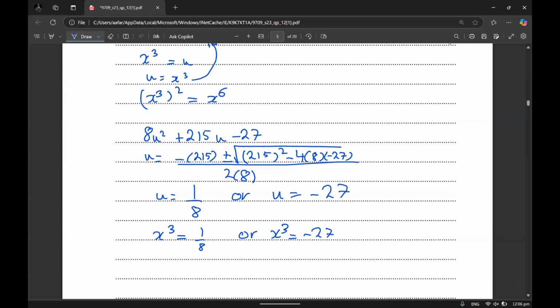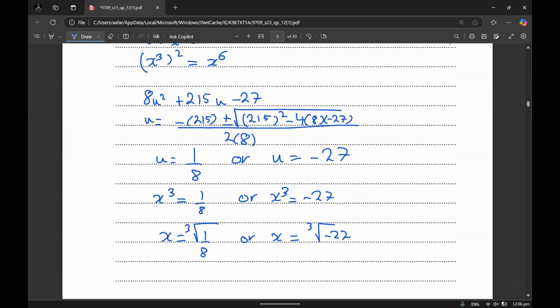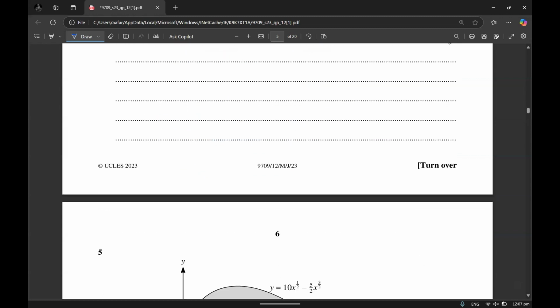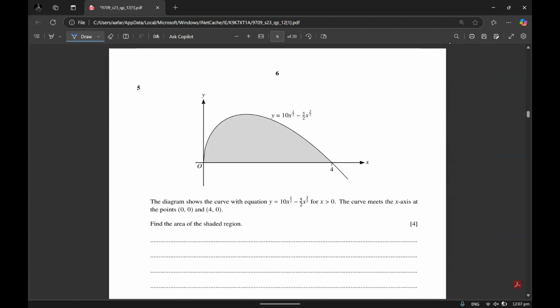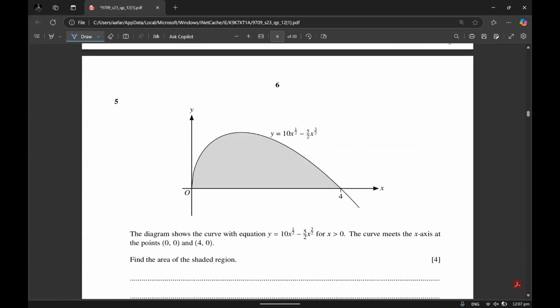For x we get the cube root, basically 1 over 2, or x is equal to negative. A very simple question.